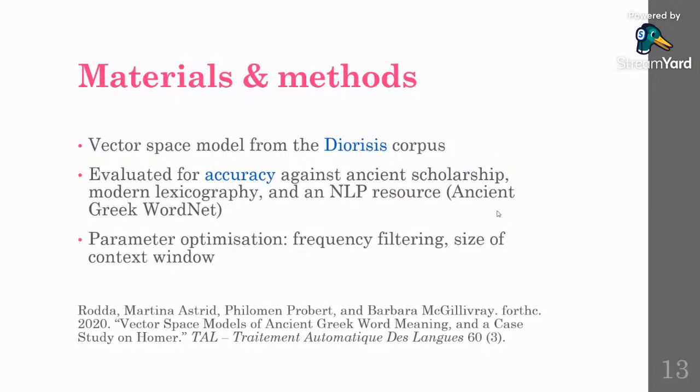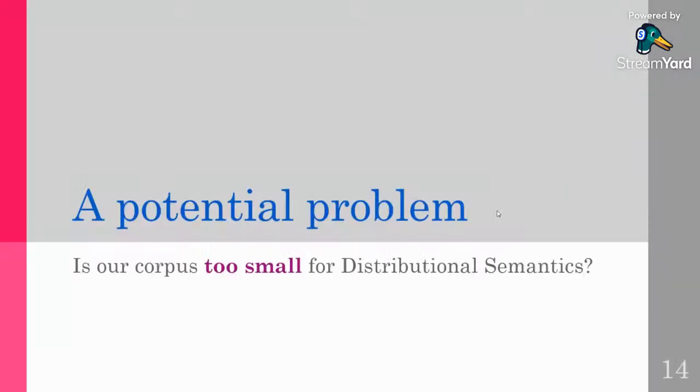I've built a vector space model. Well, in fact, we, me, Barbara McGillivray, and Phil Probert, my PhD supervisor, built a vector space model from the Diorisis corpus that has been already mentioned, I think, a couple of times in this series of seminars. We evaluated it for accuracy against a bunch of ancient sources and modern sources. We figured out that it's the best vector space model for the kind of thing that we wanted to do.